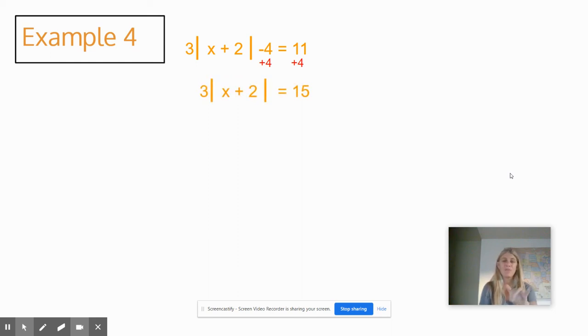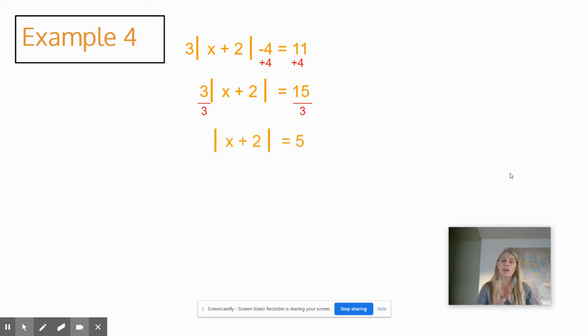Now, we're not distributing over absolute value. We never distribute over absolute value. So the way that we're going to get rid of that 3 times is we're going to do the opposite of multiplying by 3, which is dividing by 3. So we're going to divide both sides by 3. What we have now is the absolute value of x plus 2 is equal to 5.